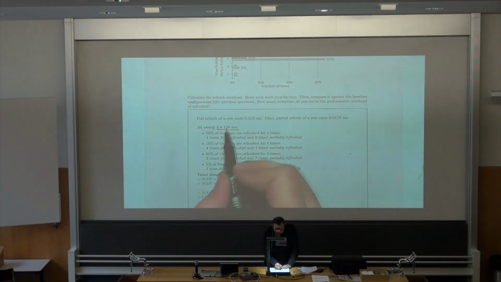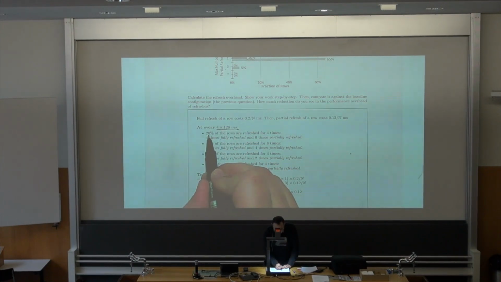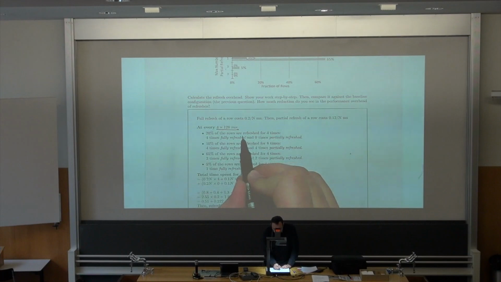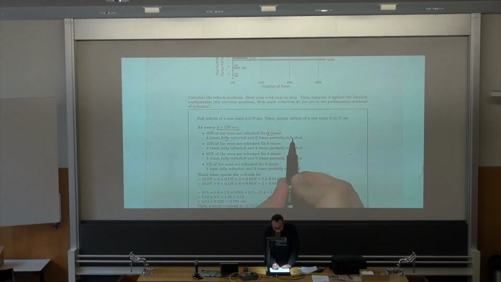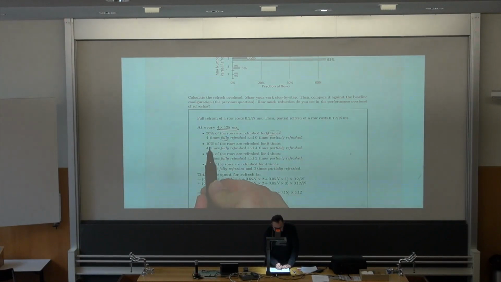It's up to you. And you can see that for every 20% of the rows, we refresh this 4 times. And these 4 refreshes, all of them are full refreshes, and none of them are partial refreshes. And for 10%, I refresh them 8 times because this was a 64 millisecond refresh interval. And half of them, I mean four of them, are full refreshes, and 4 of them are partial refreshes. And you just go like this.